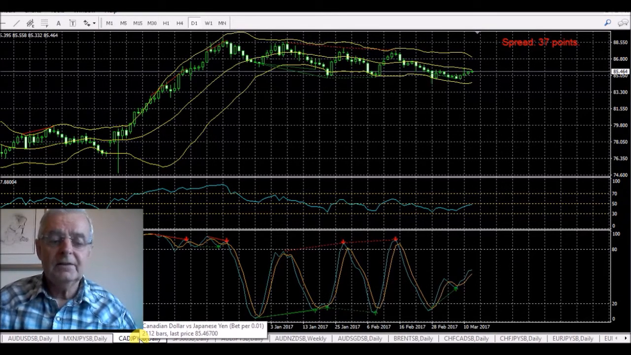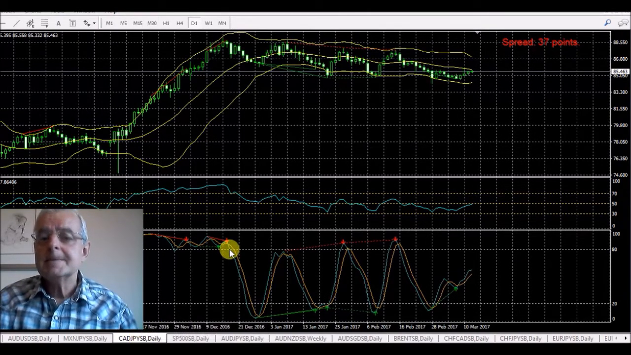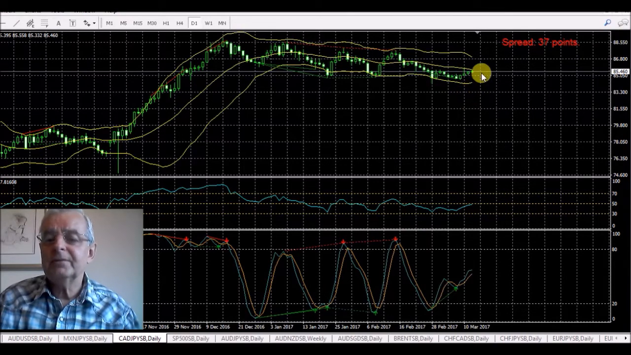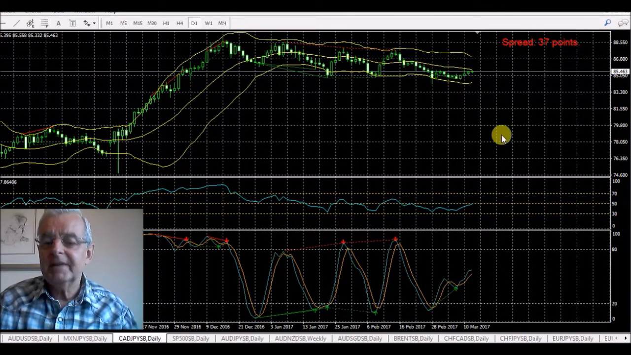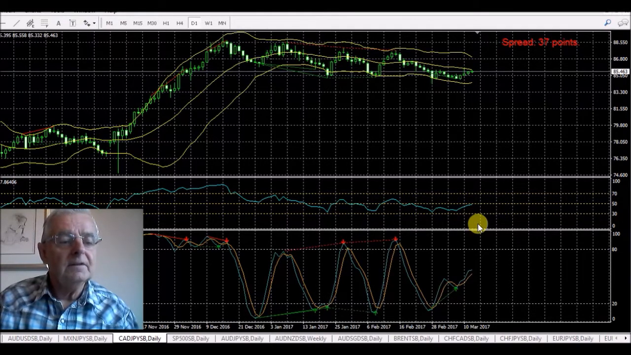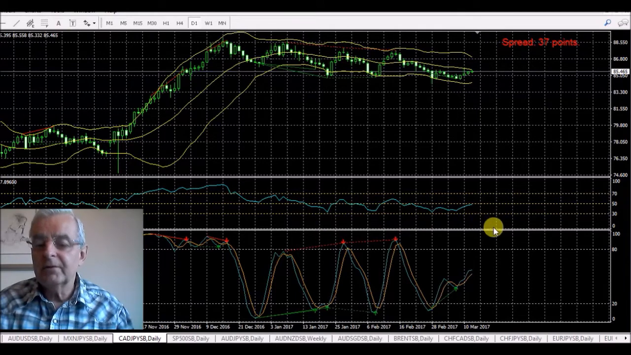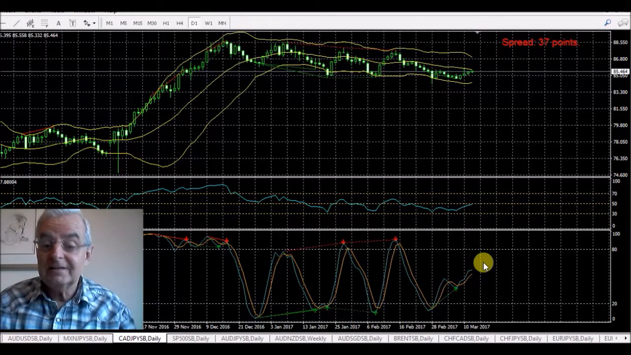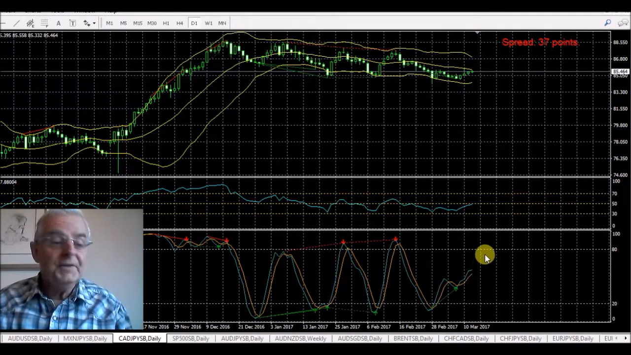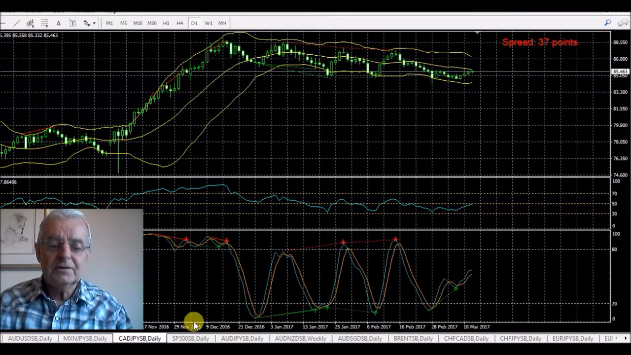Canadian dollar, Japanese yen. This has popped up to about the mid Bollinger Band, and your RSI is just below the 50. Yeah, 47, 47.8, and stochastic is just starting to wiggle a little bit, going flat. So all things being even, I think that should short.